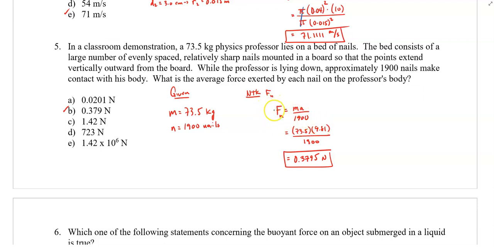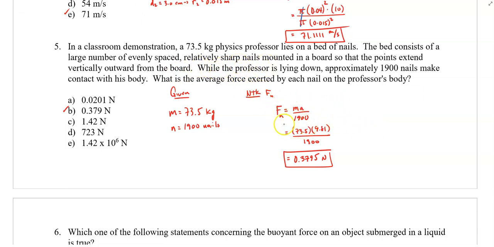So when I wrote down Fn, what I'm indicating here is that the force on each nail individually, I should say, is the total force of the professor due to gravity divided over the 1,900 nails. And so each nail has to support 0.3795 newtons of force, otherwise the professor would be moving still, but they said that he's laying down, and I assume that he's resting still, or she's resting still.